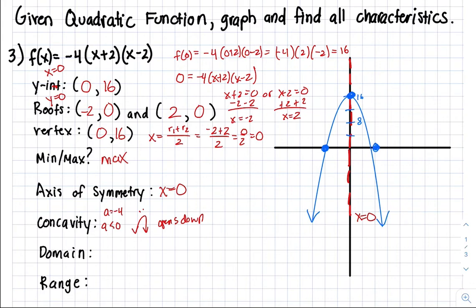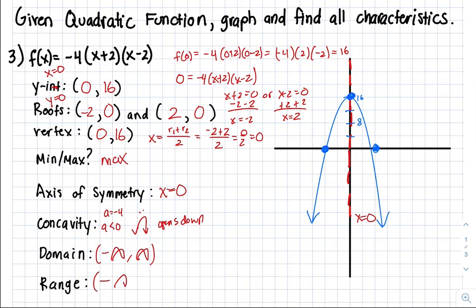Domain: how far left is this graph going? Negative infinity. How far right? Positive infinity. Range: what is the lowest this is going? Negative infinity. What is the highest it is going? All the way up to 16 with the bracket. Remember, brackets mean you include the value, because we can clearly see the highest point. Parentheses mean you do not include the value. So in our case, we can't include infinity because there's no definitive answer for infinity.